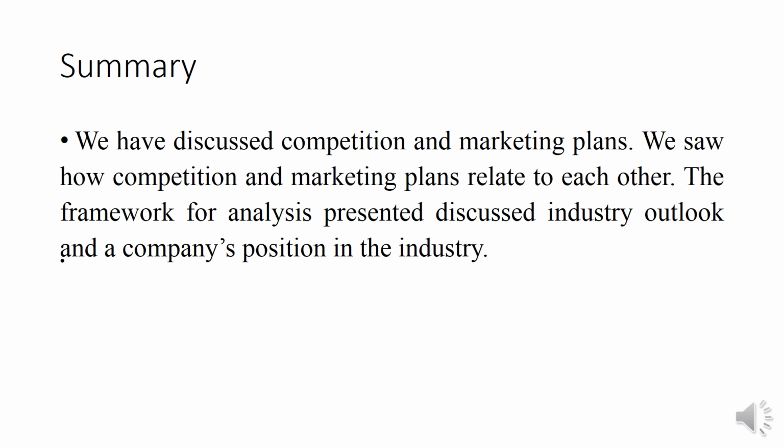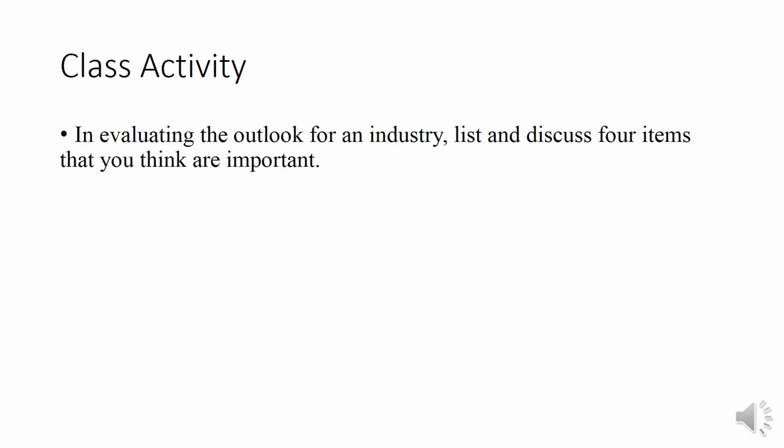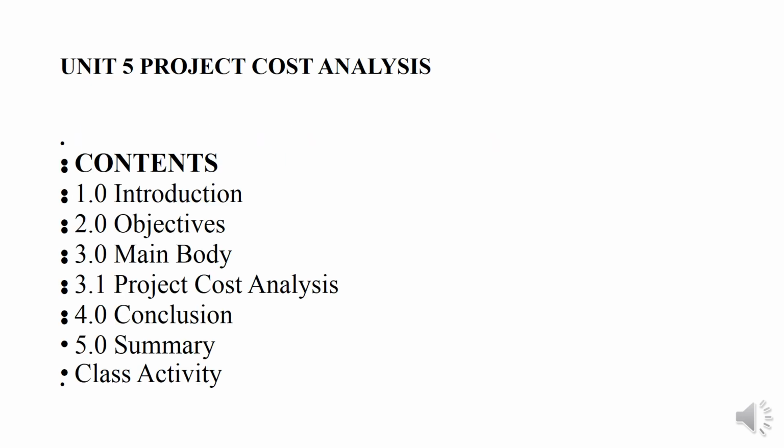Summary. We have discussed competition and marketing plans. We saw how competition and marketing plans relate to each other. The framework for analysis presented discussed industry outlook and the company position in the industry. Class activity. In evaluating the outlook for an industry, list and discuss 4 items that you think are important. Then the last minute in this module, project cost analysis.